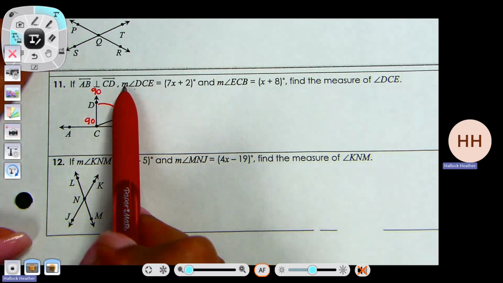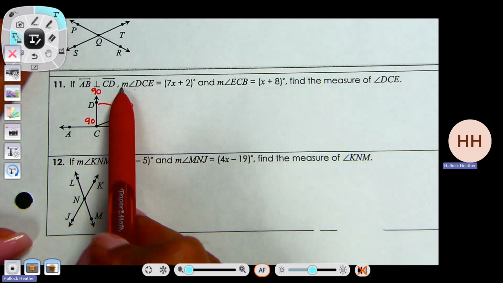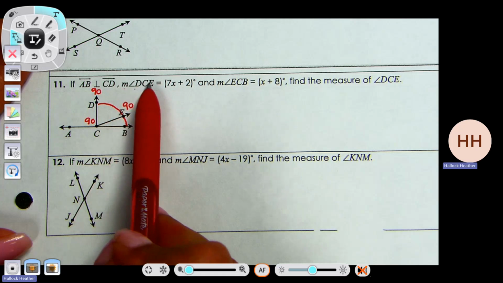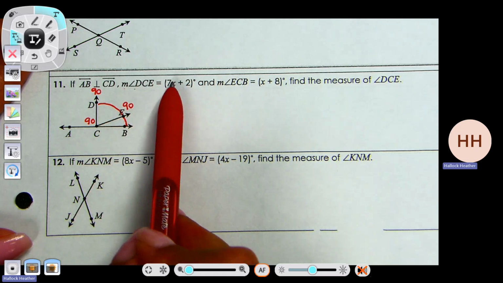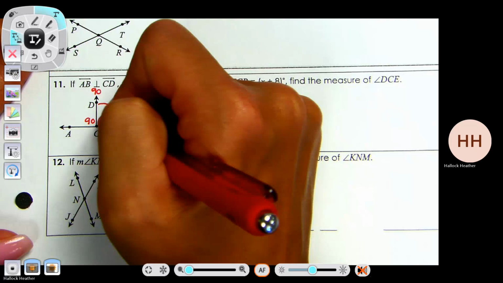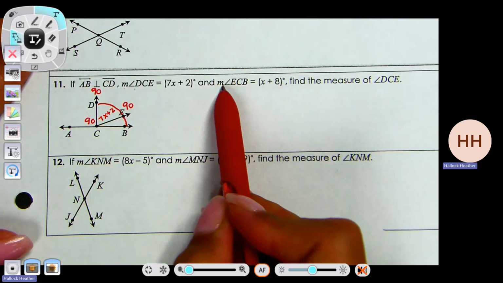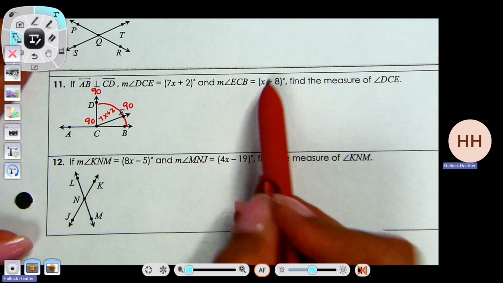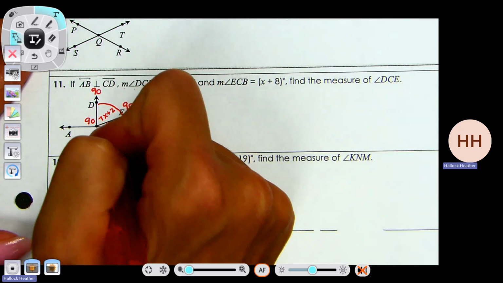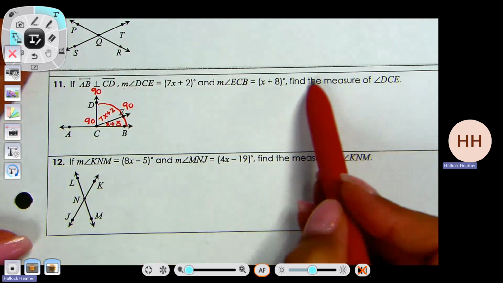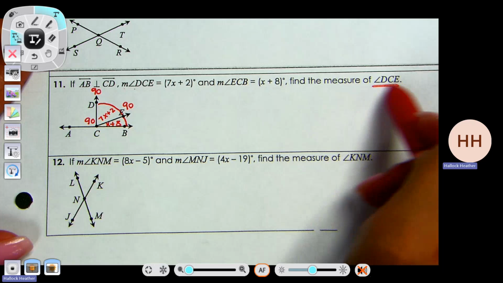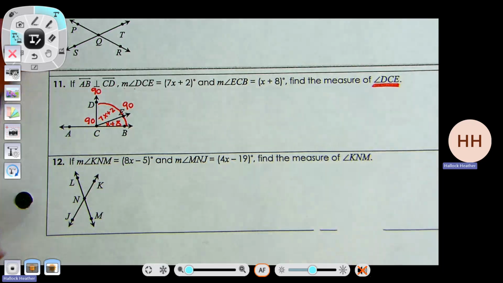So then it says the measure, don't get confused with the M. M just means measure. The measure of DCE is 7x plus 2. We're going to put that in our picture. The measure of ECB is x plus 8, so that's a skinny piece. I need to find the measure of this, so first I have to find x, so don't let that confuse you. We're gonna have to plug it back in.